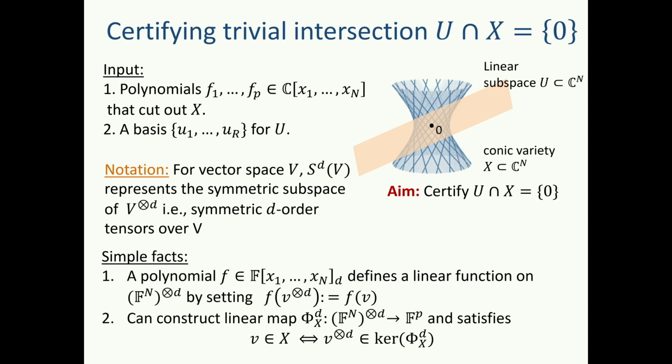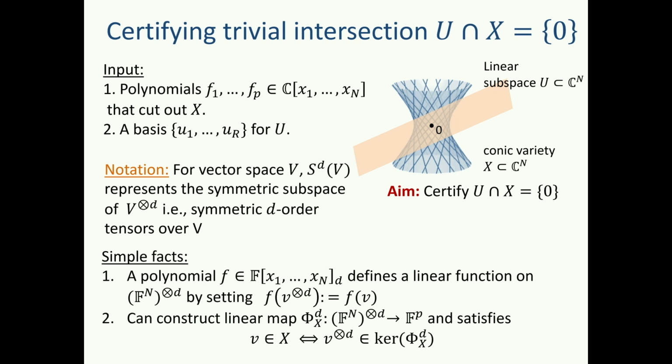Okay, so f of v, where f is a polynomial acting on v, you can just think of it as a suitable linear function acting on v tensor D. Okay, this is just a very natural thing. And then here is just an extension of this. So for any variety, any such variety that you have been looking at, you can actually construct a linear map. That is a linear function.